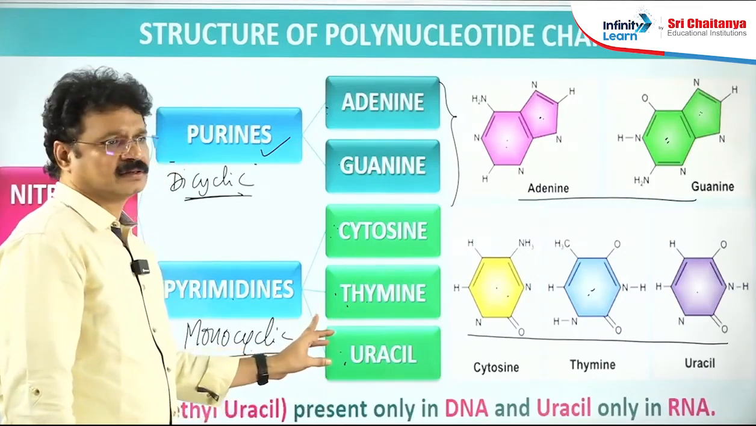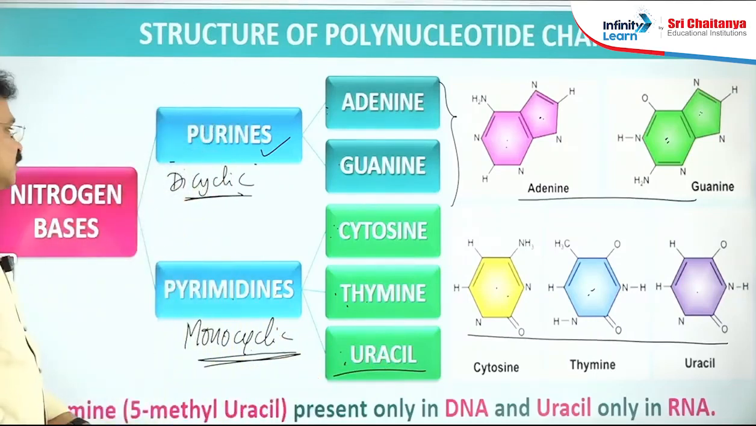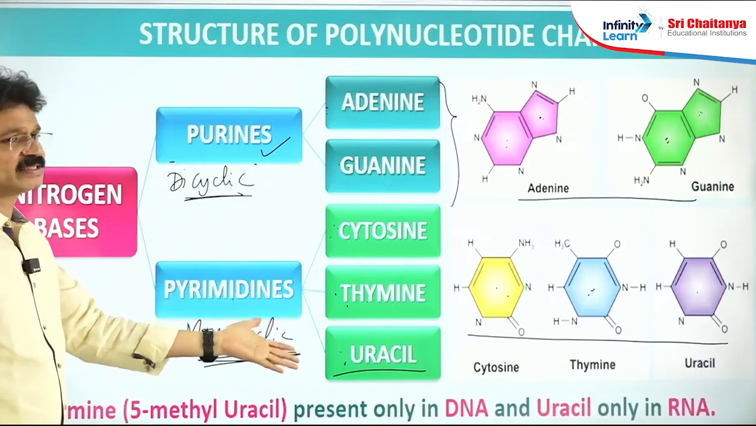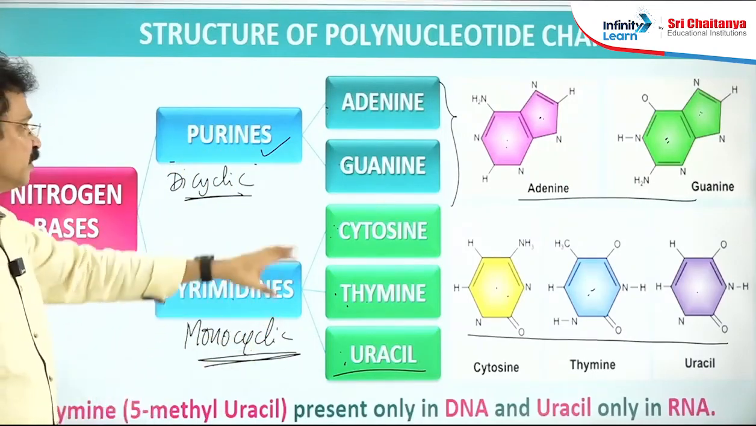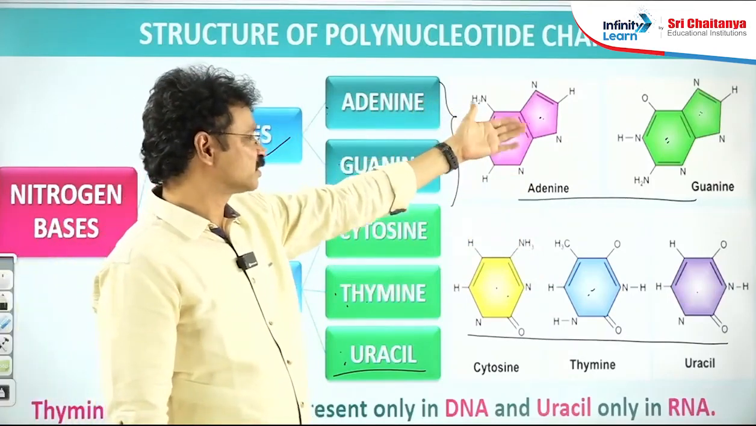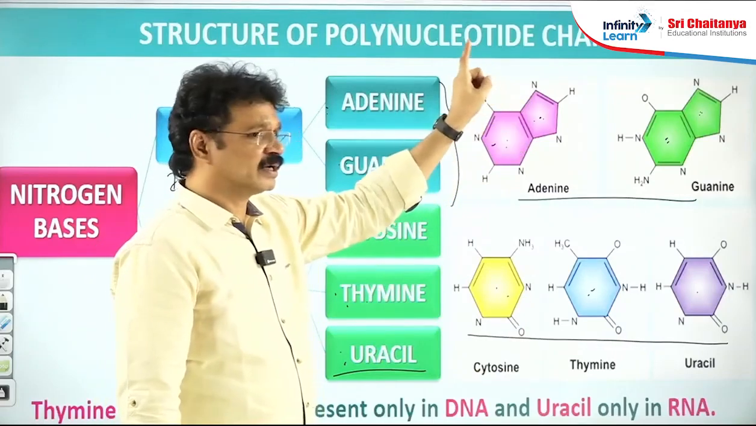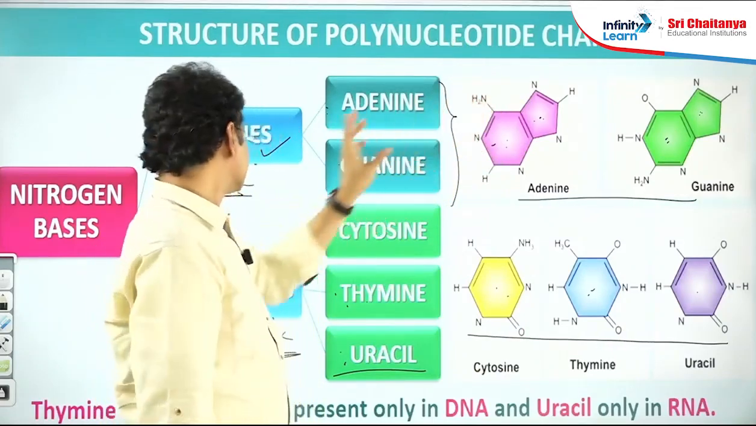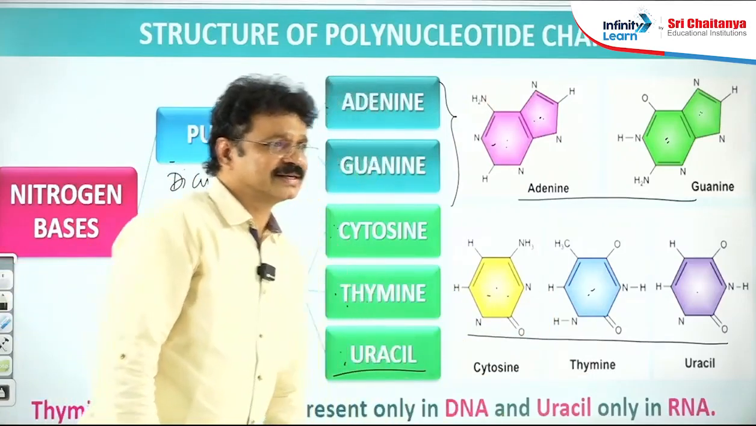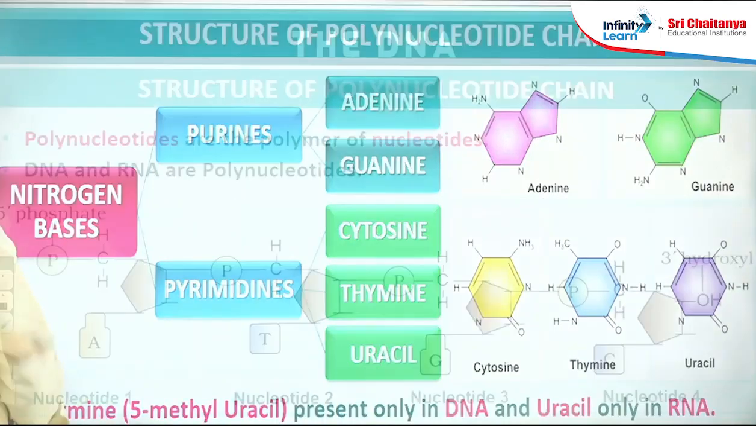Not in DNA. Yes, uracil. Likewise, one more question: differences between purine bases and pyrimidine bases. We can see the structural variation between purines and pyrimidines. Purines are double cyclic or dicyclic structures, but pyrimidines are single cyclic or monocyclic structures.